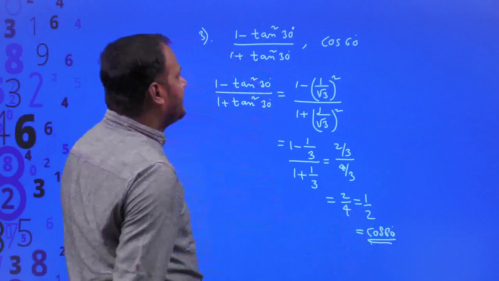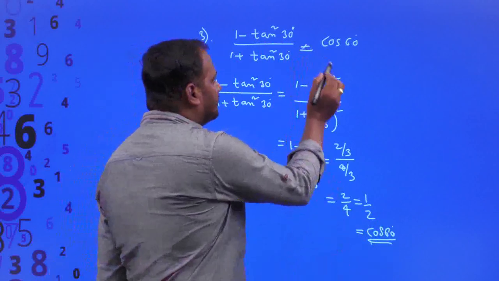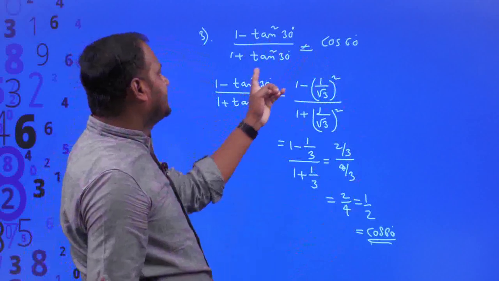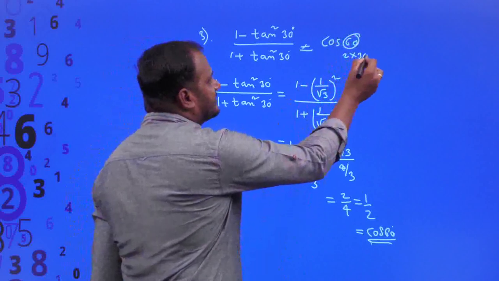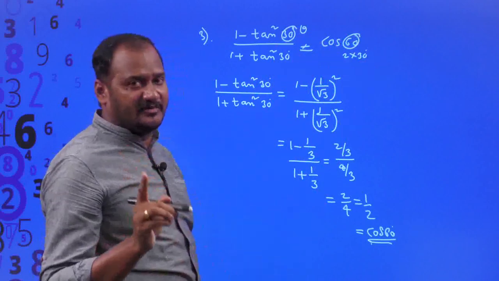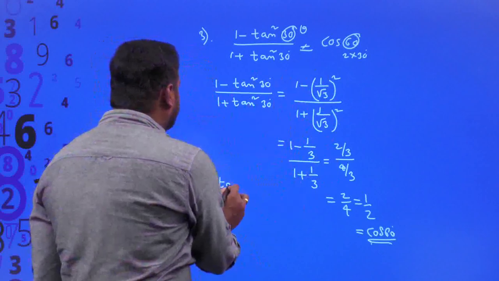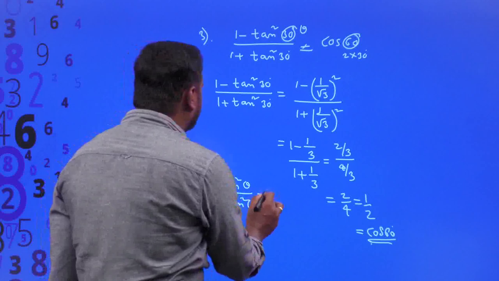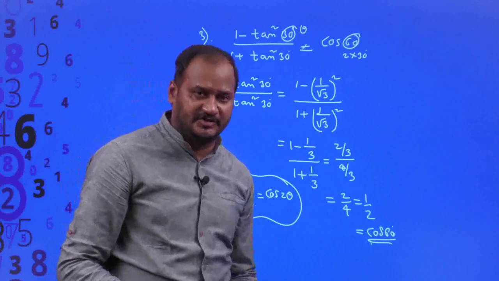So what did you observe here? You can understand one thing: 1 minus tan square 30 by 1 plus tan square 30 is equal to cos 60 degrees. And how can you write this 60 degrees? 60 degrees as 2 into 30 degrees. So if you consider this 30 degrees as theta, then we can identify one relation between them: 1 minus tan square theta divided by 1 plus tan square theta is equal to cos 2 theta. So this is one relationship between tan as well as cos. Hope you understand. Thank you.